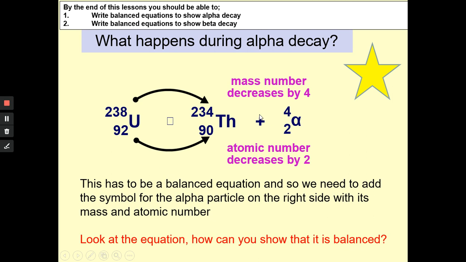That alpha particle is critical to make sure that this alpha decay equation is balanced. Look at the equation. Are you happy that it's balanced? Pause the video if you need to consider it. You should have noticed that the mass numbers of these 2 things on the right-hand side here add up to 238, which is the original mass number. And also the atomic number here, 92 and 2, add up to the original atomic number. That makes sure that my equation is balanced.